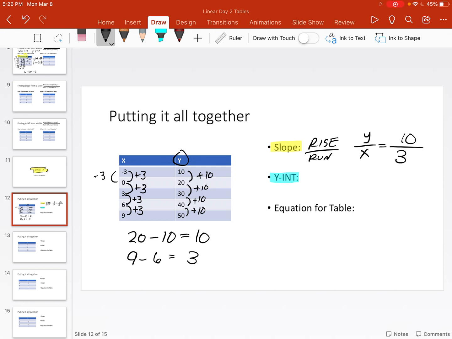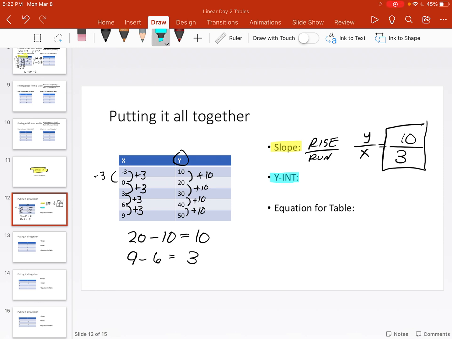Therefore, my slope is 10 over 3. I do a quick check. I divide 10 by 3, and I see that gets me a decimal. So I know my slope is simplified at 10 over 3. So that was slope. I should have done that in a color, but that's all right.